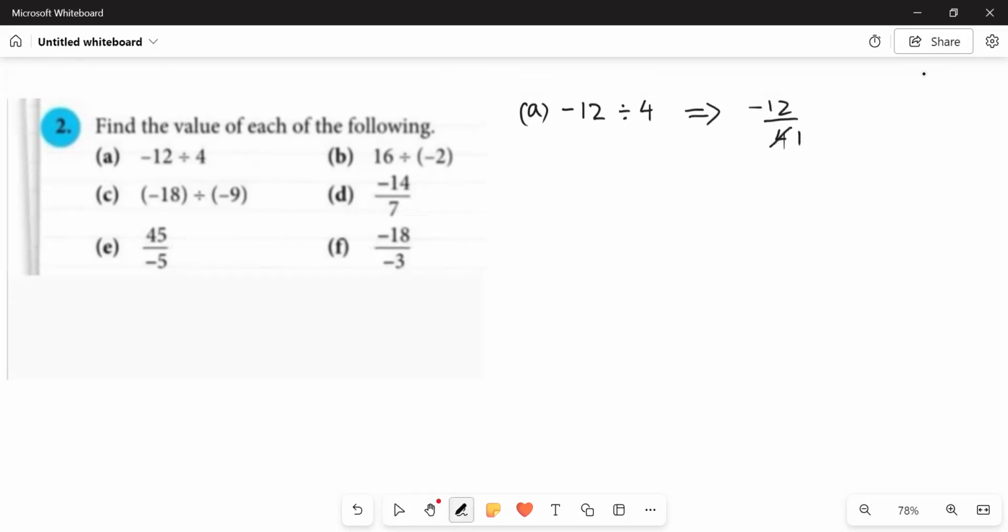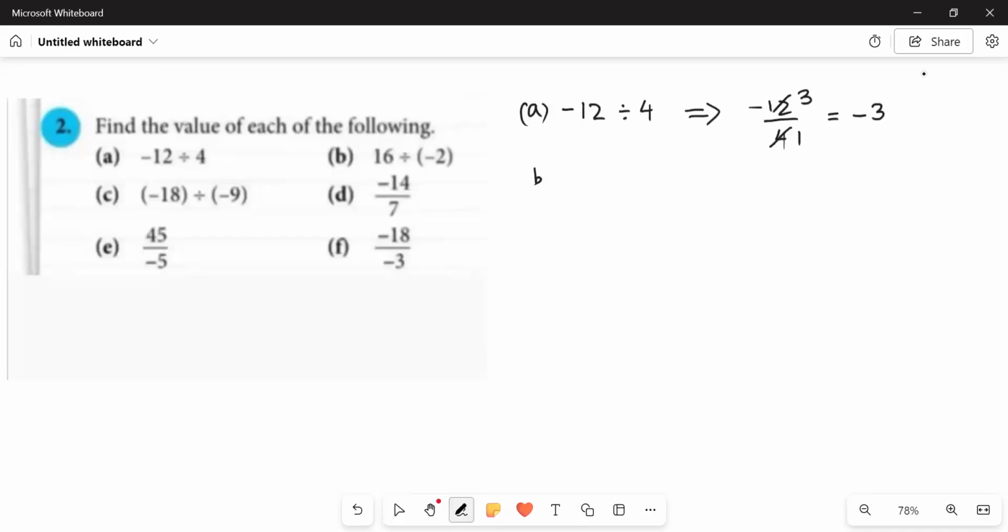4 ones are 4, 4 threes are 12, minus plus. Again, the same condition is here. If one of the integers is positive, the other one is negative, the answer would be negative. If both are positive or both are negative, the answer would be positive. So here 12 is negative, 4 is positive, the answer would be negative. Minus 3 is the answer.